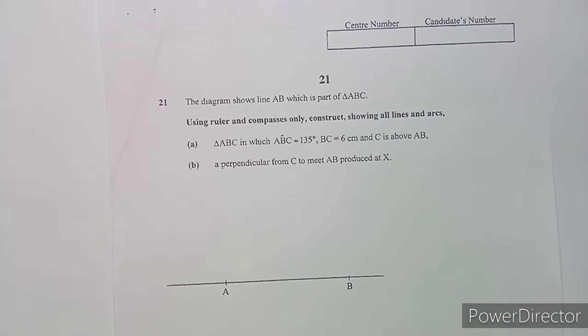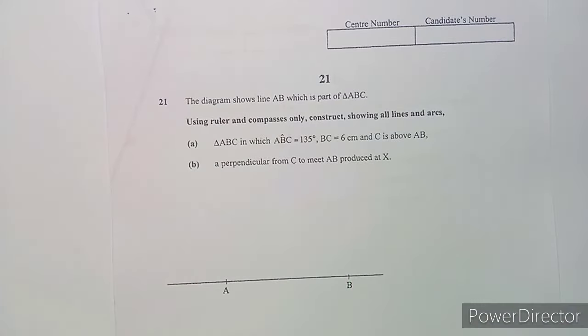Okay, on number 21, there was a question where we are asked to use ruler and compasses only. So actually what happens is that I figured out that when you send me these questions, guys, you are sending something that is being scanned, you see. So what is going to happen is that these dimensions won't be exact, like this to be BC, which is 6 centimeters.